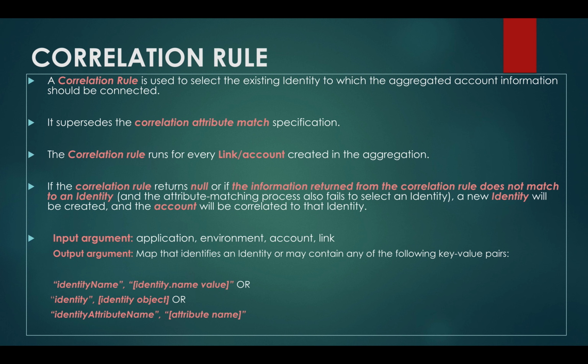So the basic purpose of correlation is to combine multiple identities into an identity that is created from the authoritative application. Let's say the authoritative application also has my account, and my account is also created in a non-authoritative application. So during the aggregation of the authoritative and non-authoritative application, two identities will be created, right? If we have multiple identities for the same person, then that's a bad practice of managing identities.